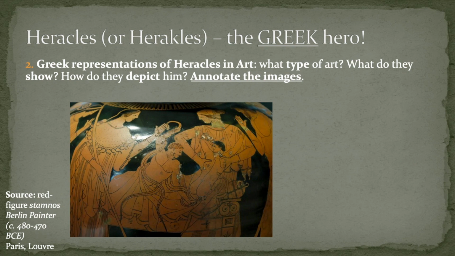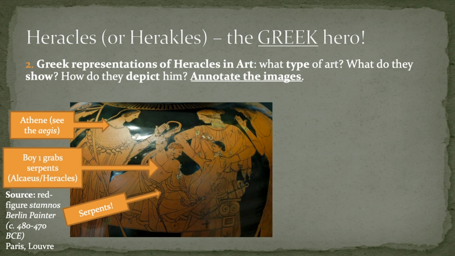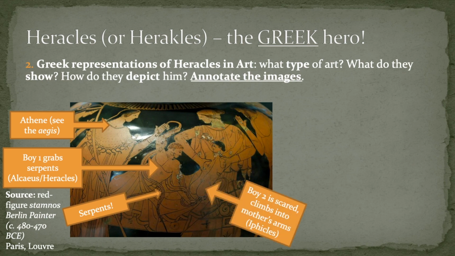Well, we can see Athene because look, she's got the tasselled aegis around her neck. So that's clearly the goddess Athene. We've also got serpents, which are right in the middle of the image. And there are 2, their heads going in different directions. We've also got 2 boys, and boy 1 is grabbing the serpent. So yes, you've guessed it, that is the story about the serpent sent by Hera. And that's clearly Alcaius or Heracles. And there's another boy. Boy 2 is scared. He climbs into his mother's arms. And his mother is Alcmene, which means that this chap over here is probably the father, Amphitryon.